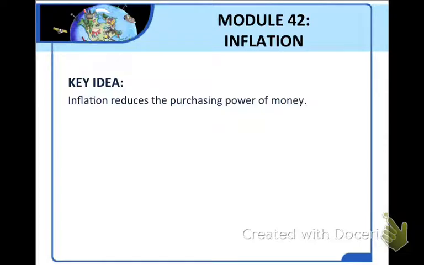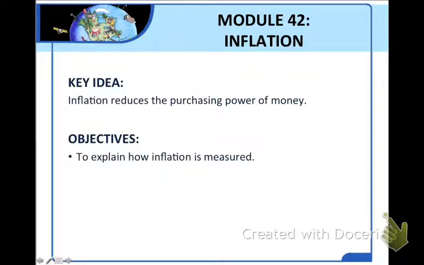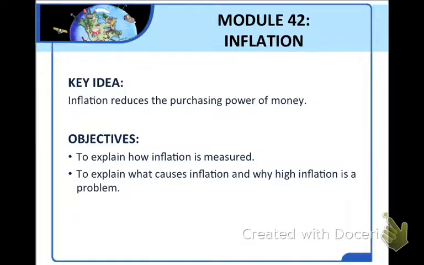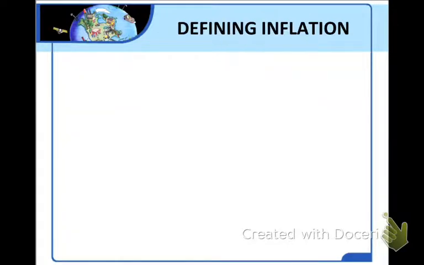So, in this module, the key idea we are going to look at is that inflation reduces the purchasing power of money. And to do that, we'll accomplish the following objectives. I'll first explain how we measure inflation. Then I'll explain what causes inflation and why high inflation is considered to be such a problem. We'll identify the dangers of deflation and conclude with that.